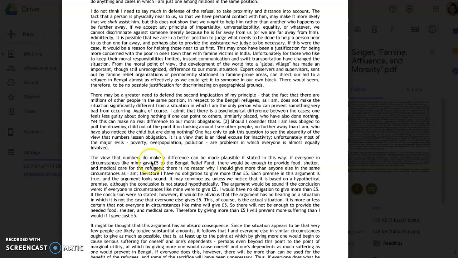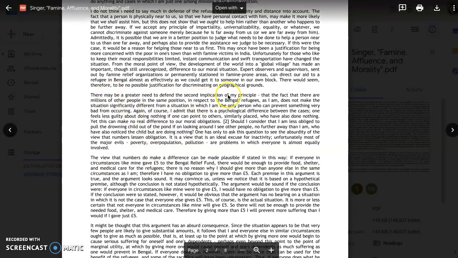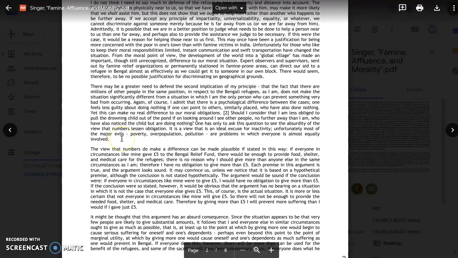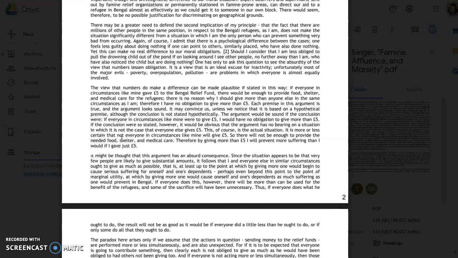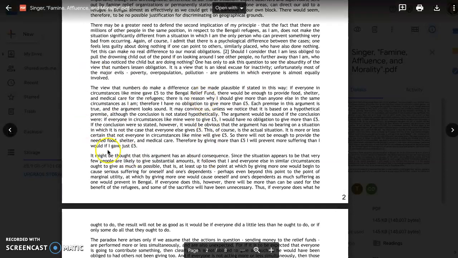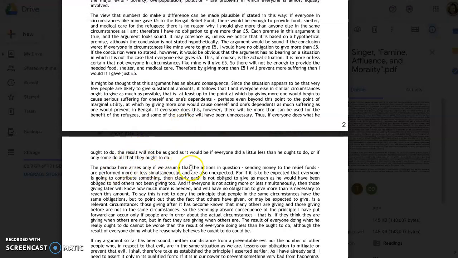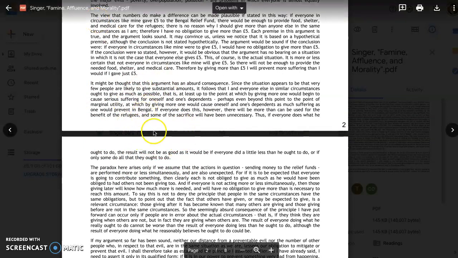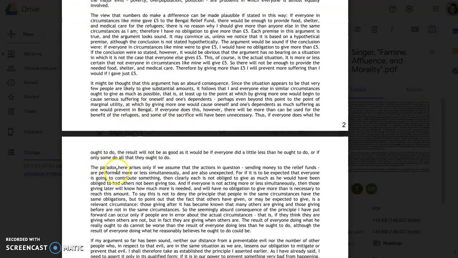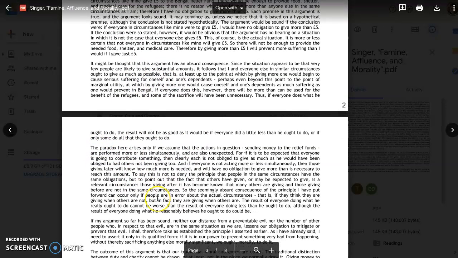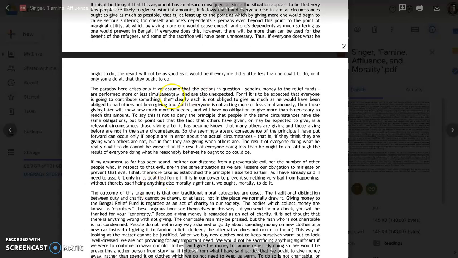"The view that numbers do make a difference," presumably that was something discussed up here, so this paragraph is still about defending an implication of the principle above. "It might be thought that this argument has an absurd consequence." This argument, presumably one that's going on, so I'm still in the middle of something. "The paradox here only arises," so presumably this is the absurd consequence just referred to, and an absurd consequence might be a paradox. So this is responding to that, still one conversation.